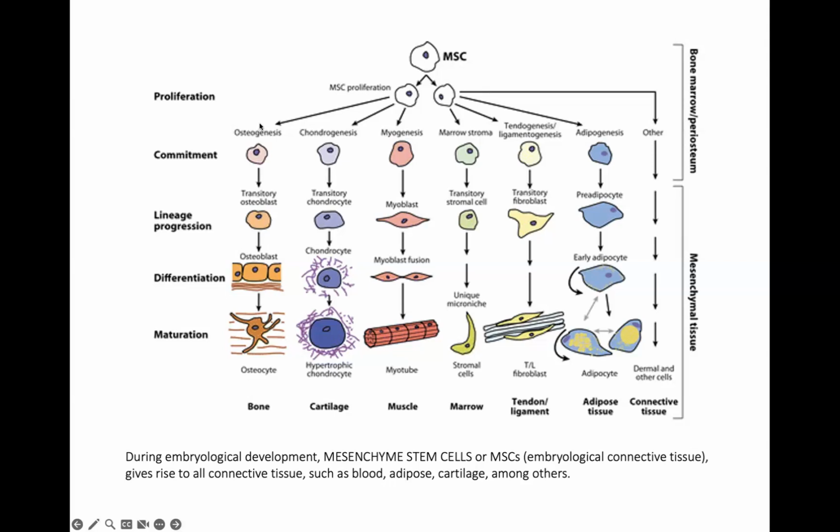So anything osteo, anytime you see that, it means bone. Genesis means creation. So these are osteogenic stem cells, they create bone. Anytime you see chondro, that is cartilage. Myo is muscle, and then of course marrow, tendons and ligaments, and then anything adipo is going to be fat. So once we go through that initial proliferation and differentiation process, these cells are committed. Okay, and so this is the progressive lineage then for bone, cartilage, muscle, and so forth and so on.